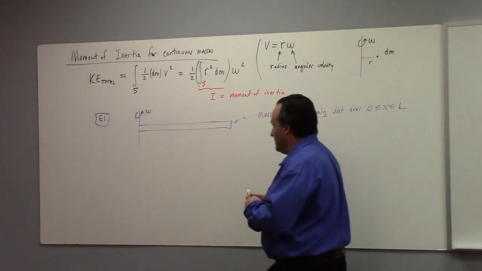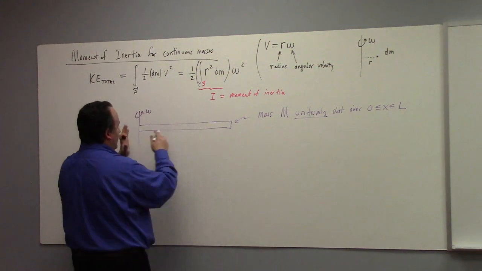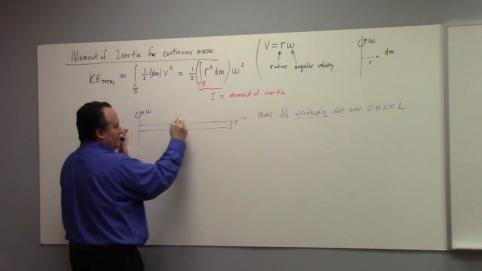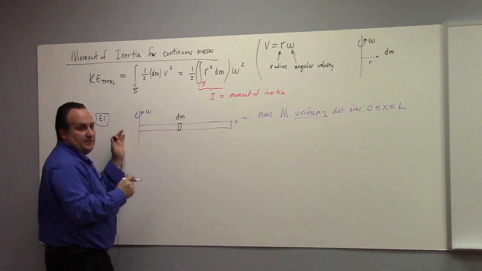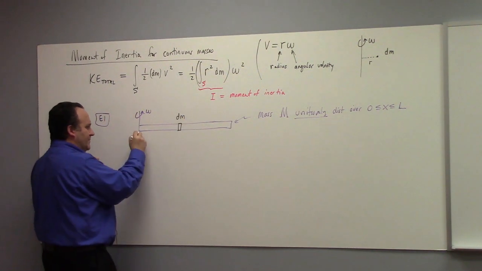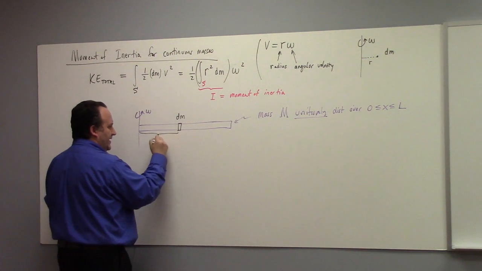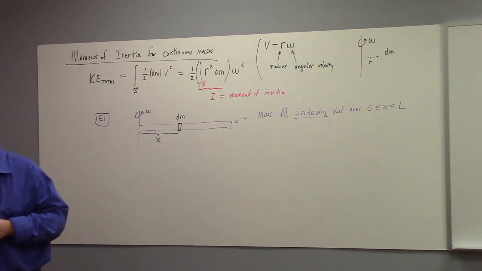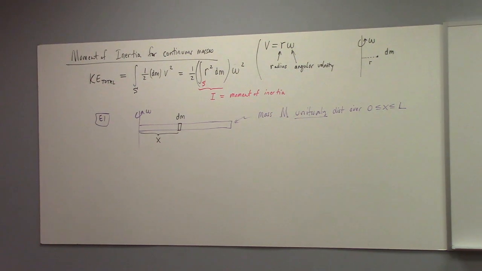Let me just draw a little picture here. The idea is you slice this continuous mass up into little pieces. So I look at a little chunk right here, let's say dm, and this little bit of mass is going to be distance x from the rotation axis. The moment of inertia will always depend on your choice of rotation axis. So it's critical in all of these calculations to understand where we are rotating around. If you pick a different axis, you get a different moment of inertia.